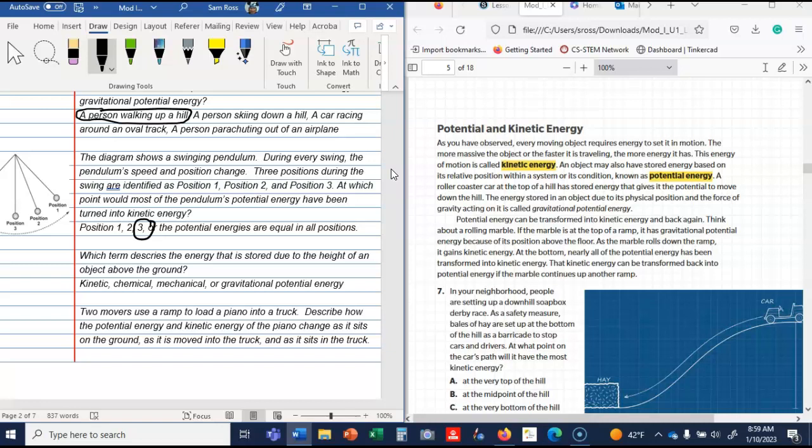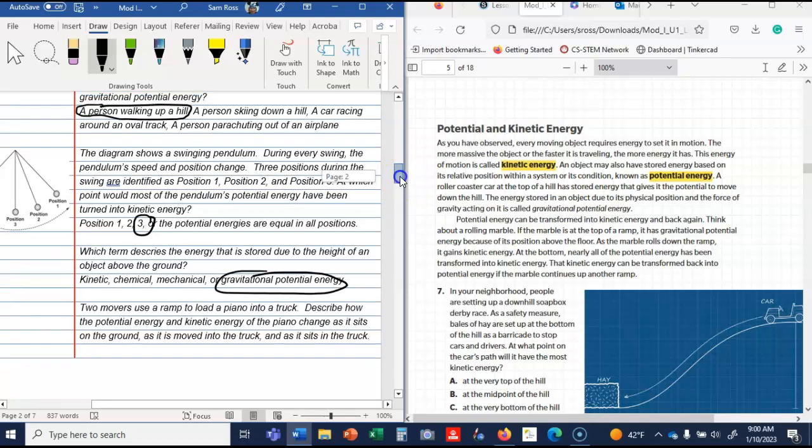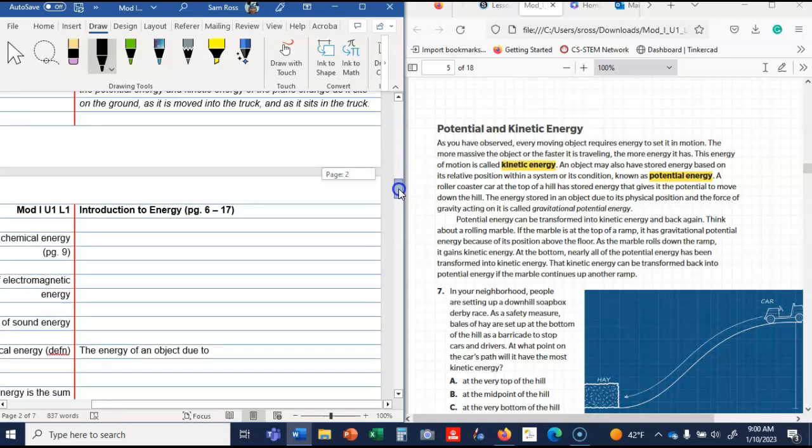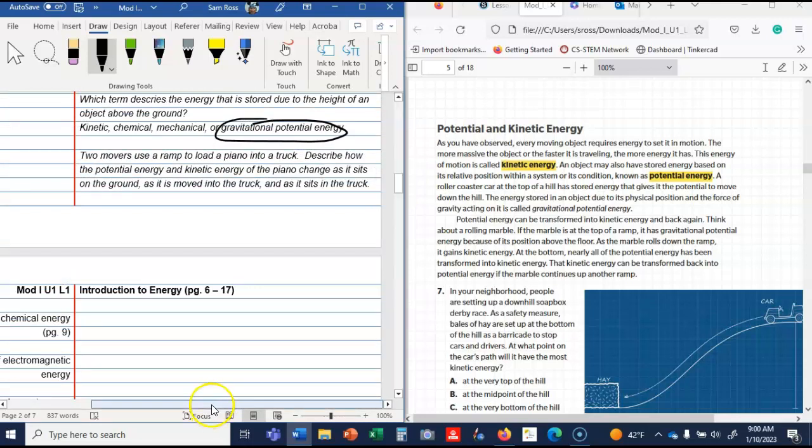Next, which term describes the energy that is stored due to the height of an object above ground? That's gravitational potential energy. And then we have 2 movers who use a ramp to load a piano into a truck. Describe how the potential energy and kinetic energy of the piano change as it sits on the ground, as it is moved, and then as it sits in the truck.